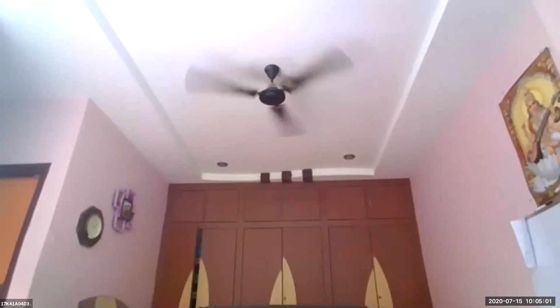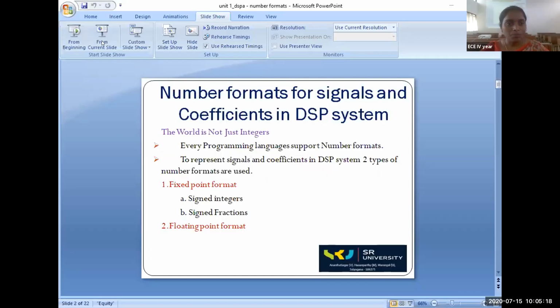So a DSP processor has 4 special features, which we discussed last class: a separate math unit, the multiply and accumulate unit, zero overhead looping, and specialized addressing modes. So those are the features of a DSP processor. Now we will start the syllabus. The first unit is number formats used for DSP systems.